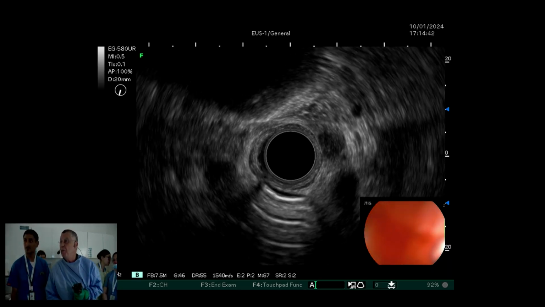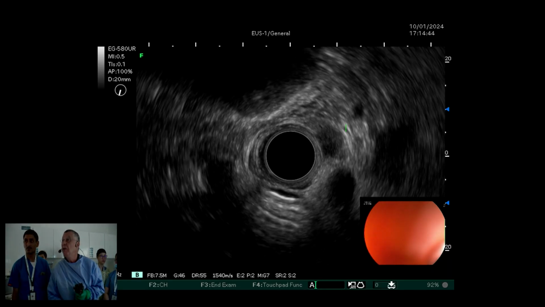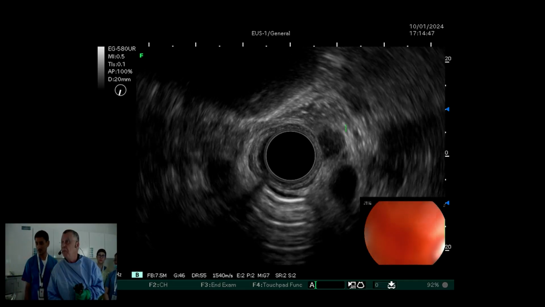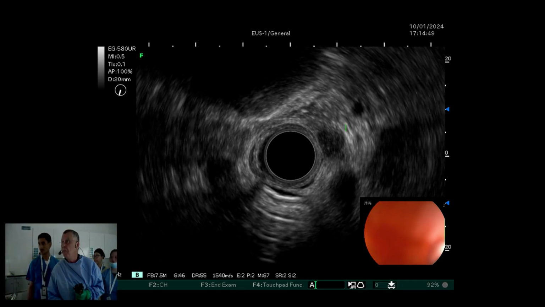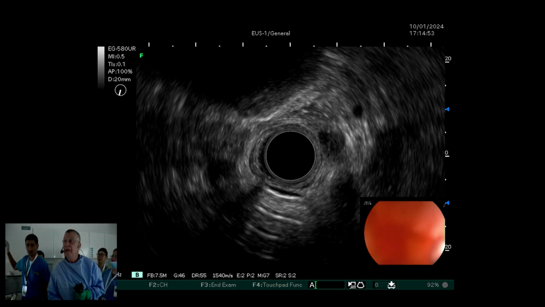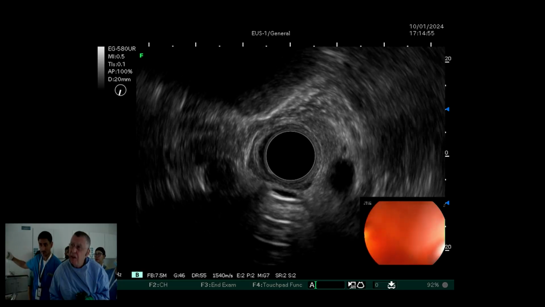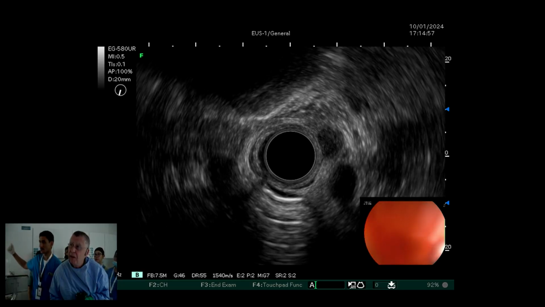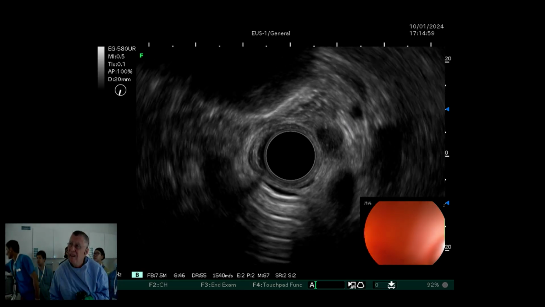I will show you, if you want, the endoscopic view. Do you want to see the endoscopic view? So what Dr. Palazzo is saying, it was the muscularis propria, so it's T3. And whenever you have lymph nodes, it's beyond endoscopic resection.